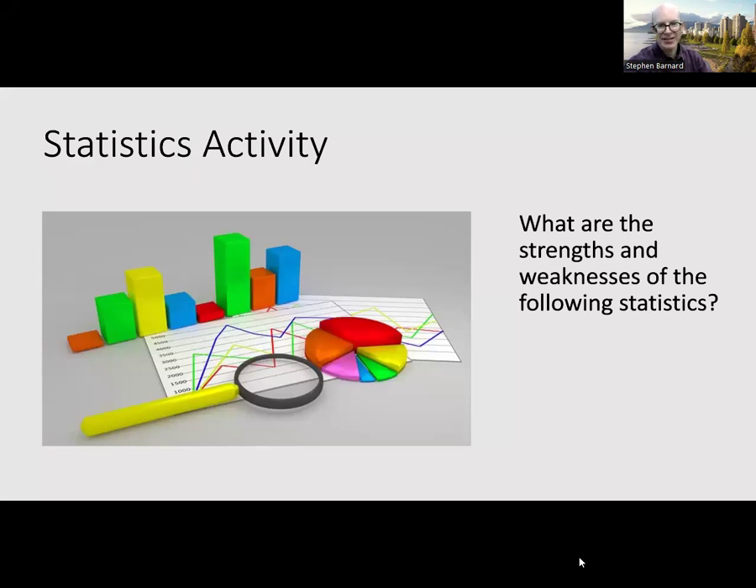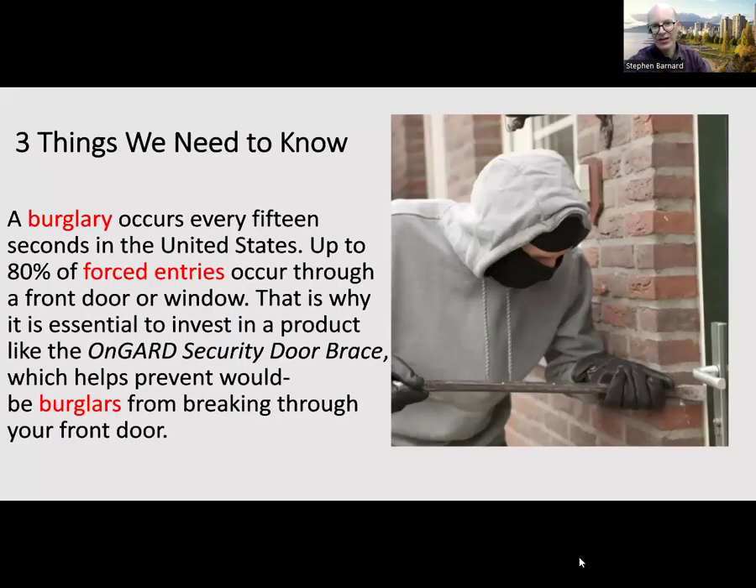Okay, let's take a look at a couple of statistics here and see why they may be misleading. We looked at this one in class. The burglary occurs every 15 seconds. Up to 80% of forced entries occur through a front door or window. It's very suspicious that this advertisement says up to 80%. Up to 80% does not actually mean up to 80%. Could be anywhere from 5% to 80. We don't know the minimum number. Also, if 80% of forced entries occur through the front door or the window, which percent occur through the front door, which percent occur through the window? If you don't know, it's very difficult to ascertain the value of that statistic.